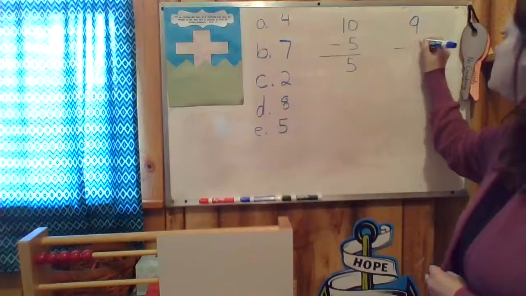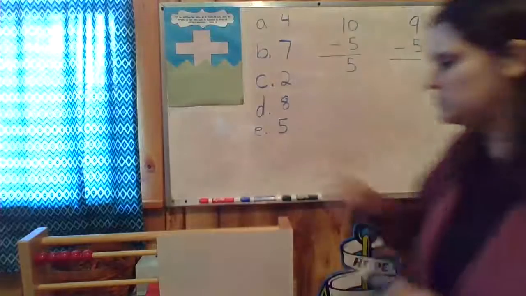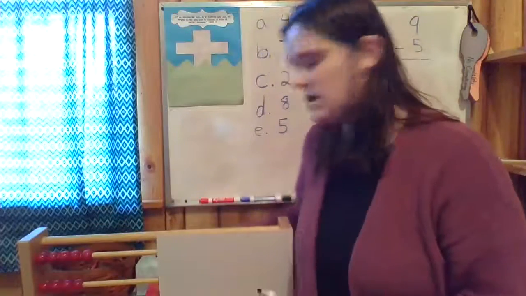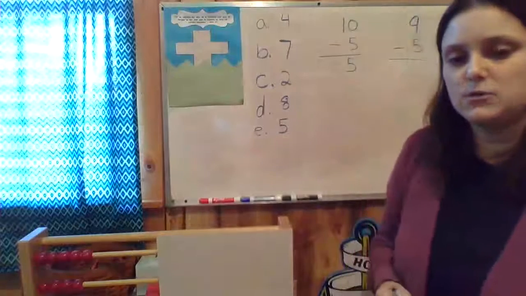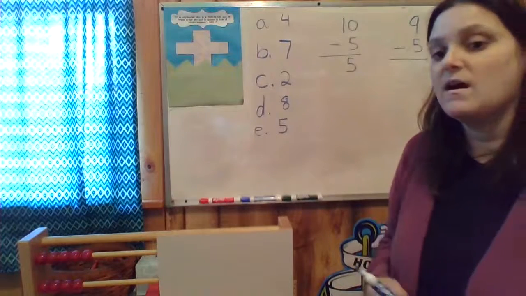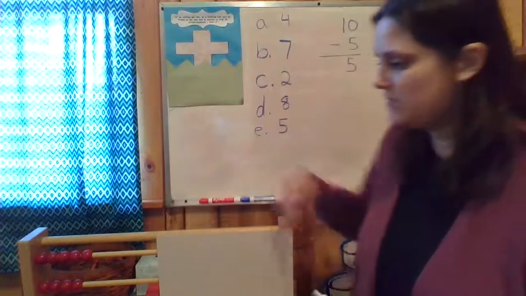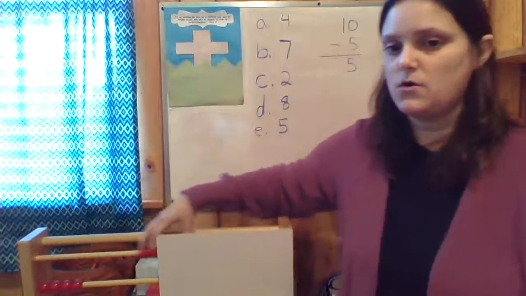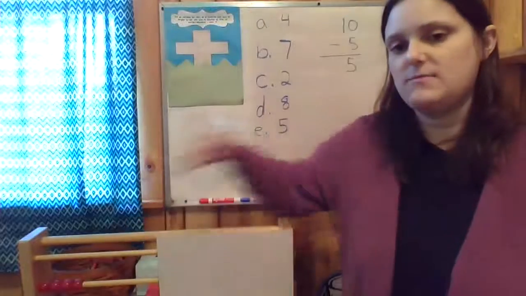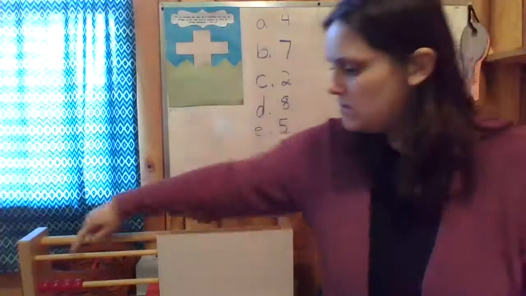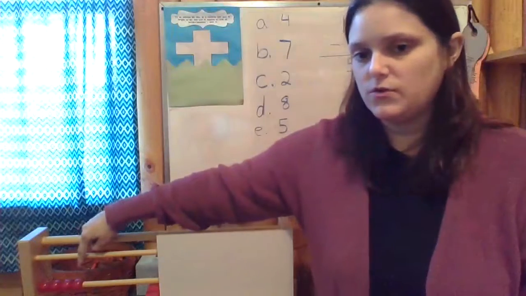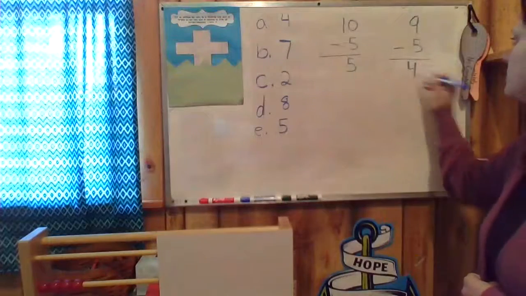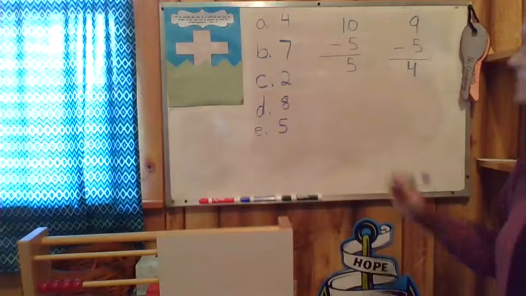The next one says 9 minus 5, so I'm going to start with 9. So 5, 7, 9. And we're taking away how many? 5. We're taking away 5. I know that there's 5 on the top row, so I'm just going to get rid of the whole top row. And how many am I left with on the bottom? 1, 2, 3, 4. So 9 minus 5 is 4.